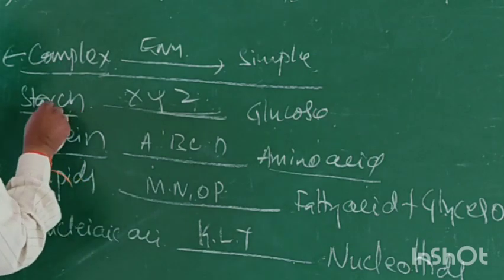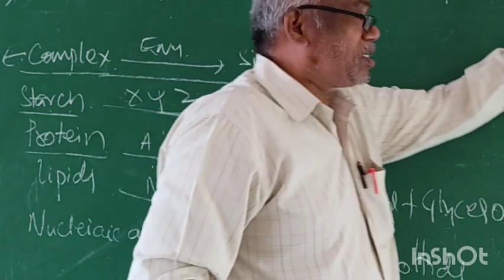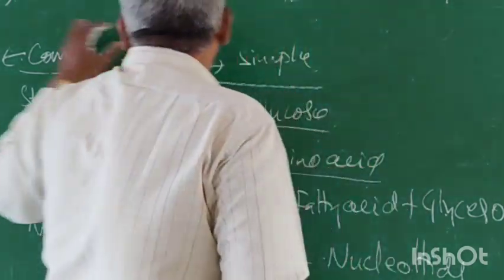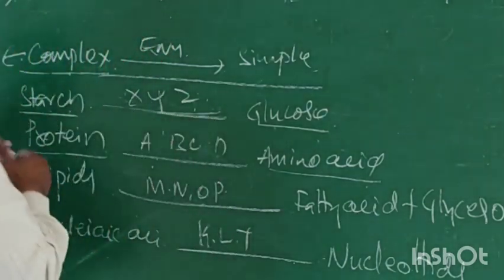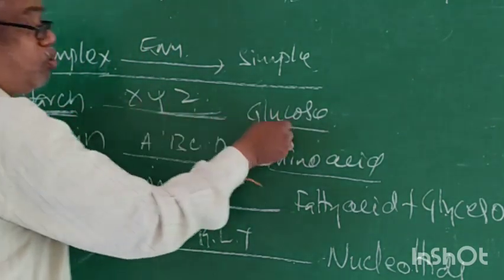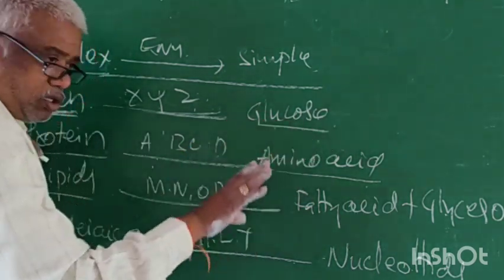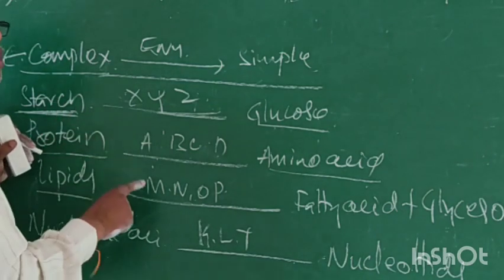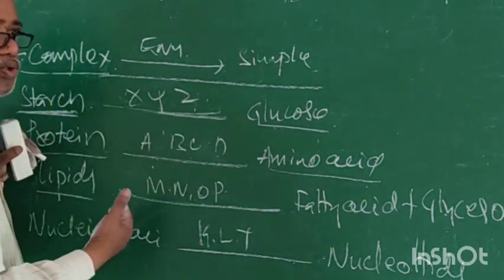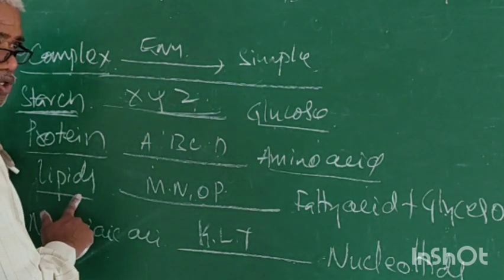Now what is this? Starch is a complex. What is this? Glucose. This is the end product. What is the end product of protein? What is the end product of starch? What is the end product of lipids? The end product of starch is glucose. Good. The glucose is the end product, not the first step. It is not in a single step. Maltose is an intermediate. Right?